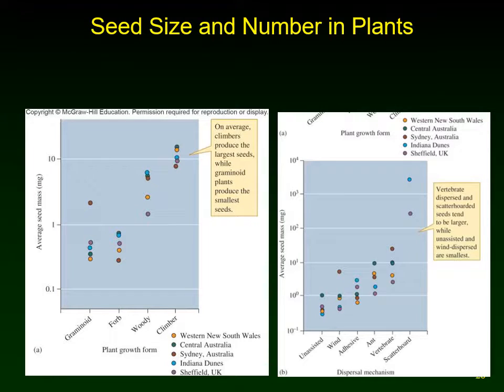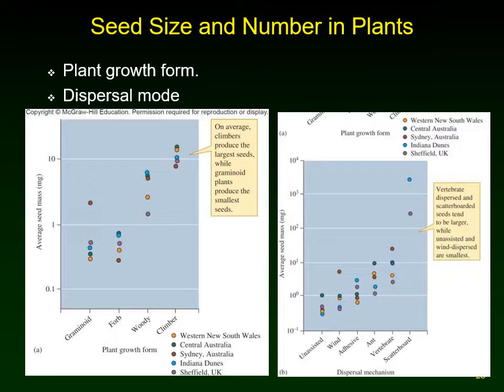Let's make that chart a little bit bigger here. And what we see here is that the plant growth form tends to correspond to seed size. And so graminoid plants or grasses tend to have the smallest seeds, and forbs or green plants, similar size. As you move into your woody plants, you get larger seeds, and the climbing plants, like climbing vines, tend to have the largest seeds.